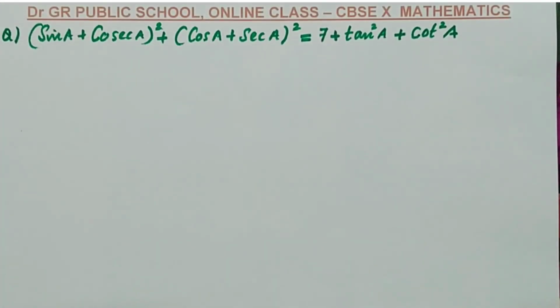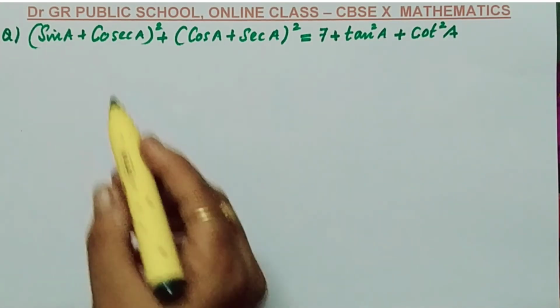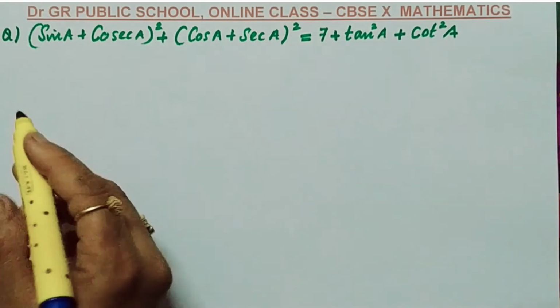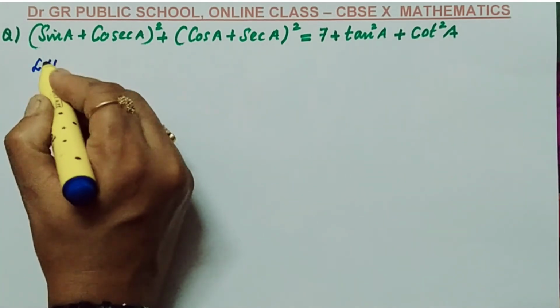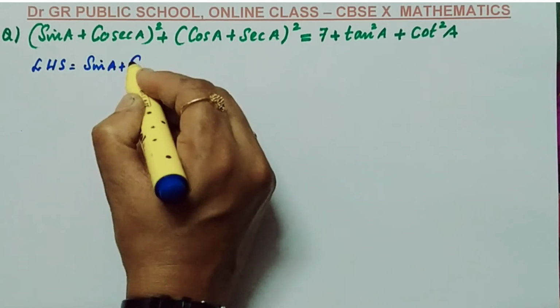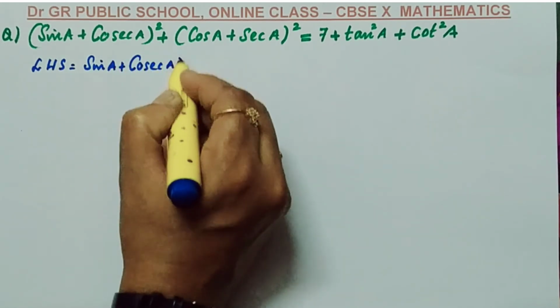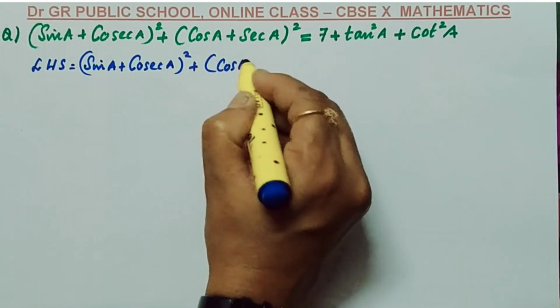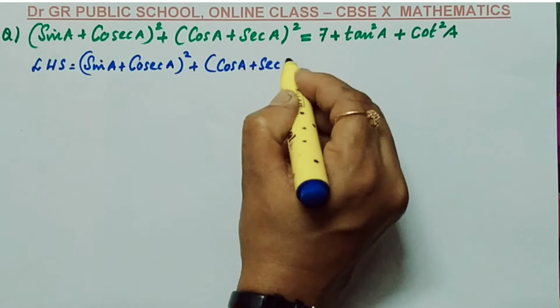An important question. You need to prove that sin A plus cosec A the whole square plus cos A plus sec A the whole square equals 7 plus tan square A plus cot square A. I am going to take the LHS. LHS equals sin A plus cosec A the whole square plus cos A plus sec A the whole square.